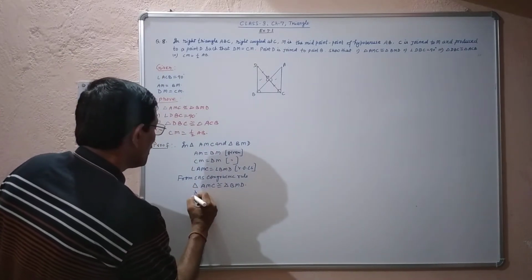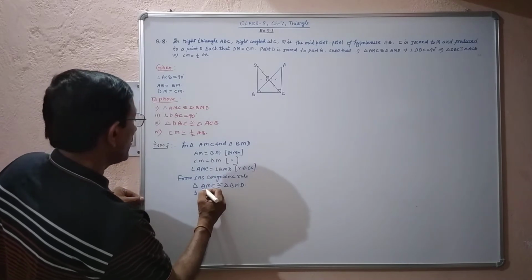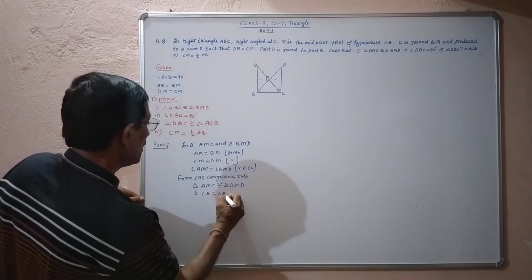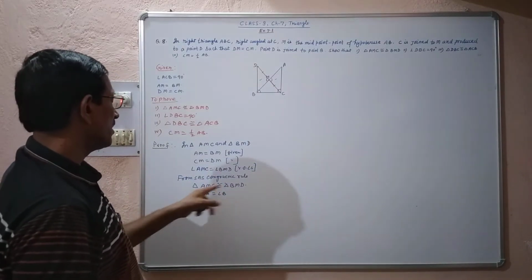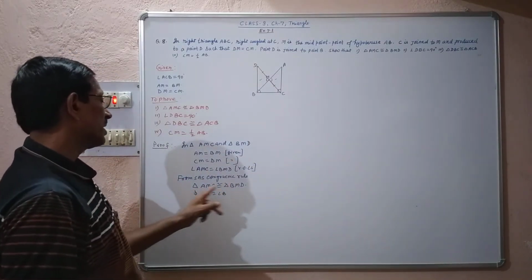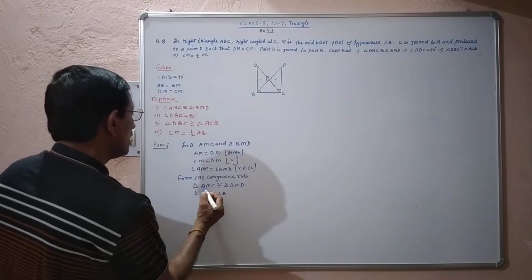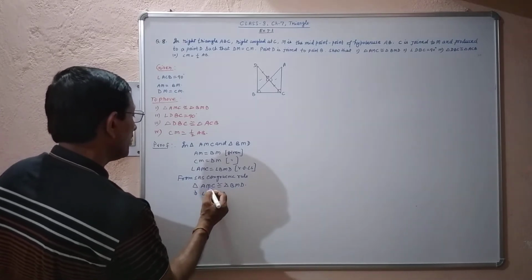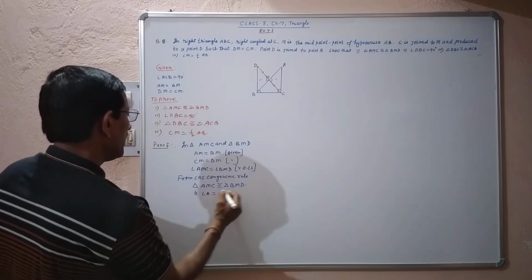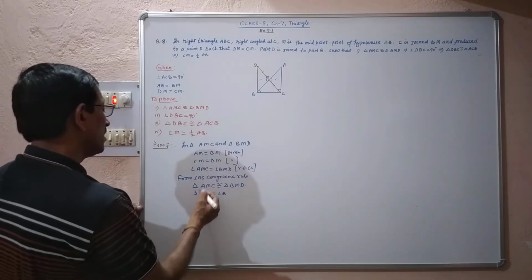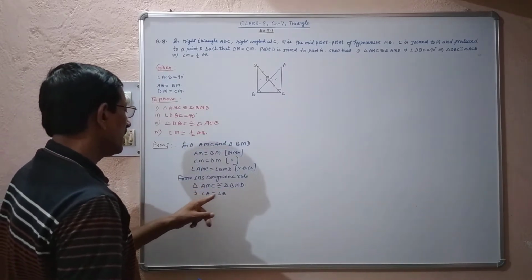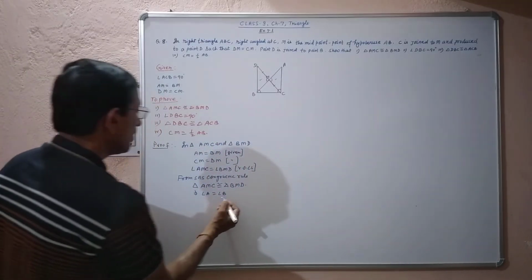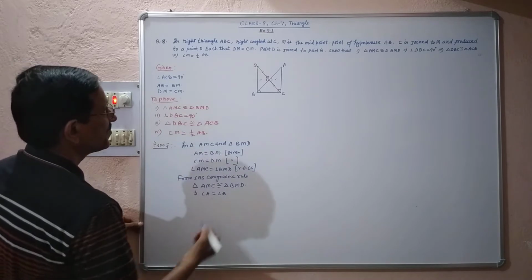This implies angle A is equal to angle B, because when two triangles are congruent, then corresponding angles are equal. That means angle A is equal to angle B, angle M equal to angle M, and angle C equal to angle D. But I need angle A equal to angle B, it will be used later, so I have shown here angle A equal to angle B.